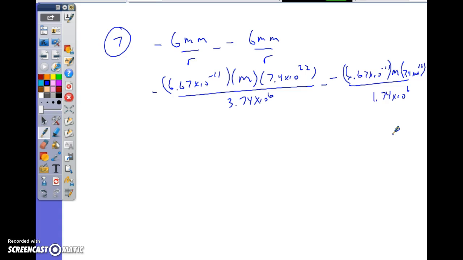6.67 exponent negative 11 times 7.4 exponent 22 divided by 1.74 exponent 6. I got a positive number now. It's a good sign. How about 1.52 times 10 to the 6 joules. So whenever we're dealing with potential energy regarding M.